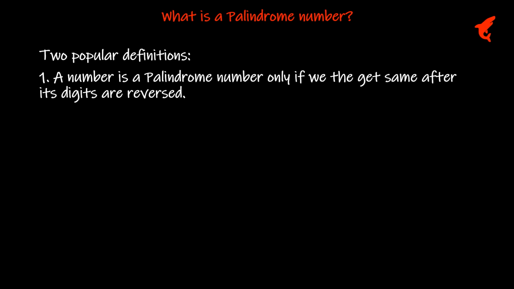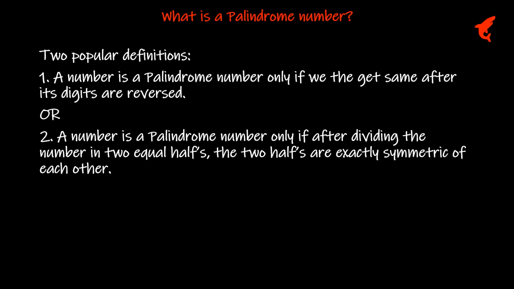What is a palindrome number? There are two popular definitions of a palindrome number. First, a number is a palindrome number only if it stays the same after its digits are reversed. Or, the second definition: a number is a palindrome number only if, after dividing the number into two equal halves, the two halves are exactly symmetric of each other.